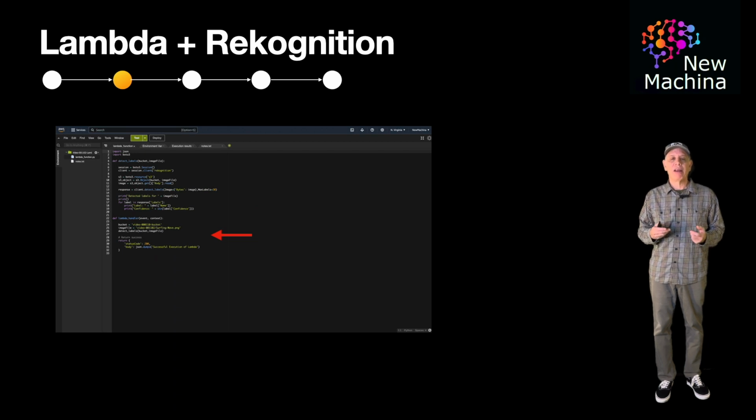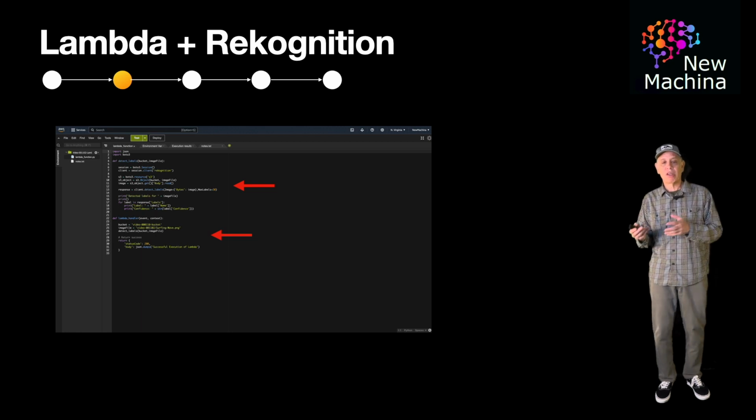Within the Lambda handler, I define an S3 bucket and the name of the file I want Rekognition to analyze for me. And then I make a call to a Python function called detect labels. This Python function uses the AWS Boto3 Python library to get a reference to a Rekognition client object and makes an API call to have it analyze our image. When the response comes back, the Lambda function loops through and prints out the results.